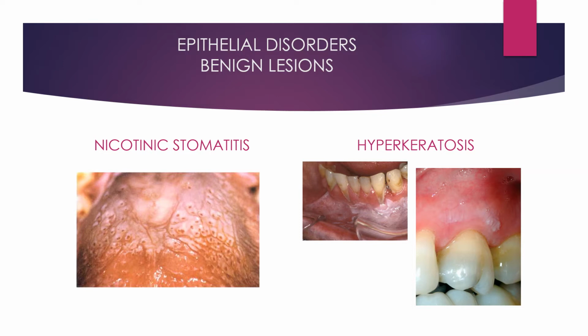Hyperkeratosis is caused by chronic trauma, such as a sharp cusp on a tooth, or toothbrush trauma. It is similar to a callus on your hands or feet. If the source of trauma is removed, then the lesion will resolve. The white is increased keratinization to protect the underlying tissue.